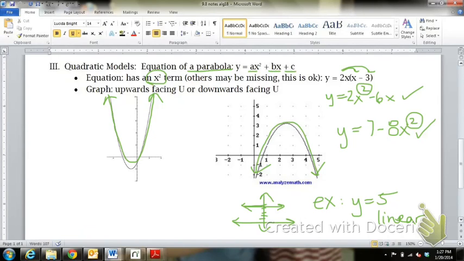Okay, so now you're going to try the worksheet, and if there are any tricky ones, just ask for help. But look, these are the only 3 types you should be naming.